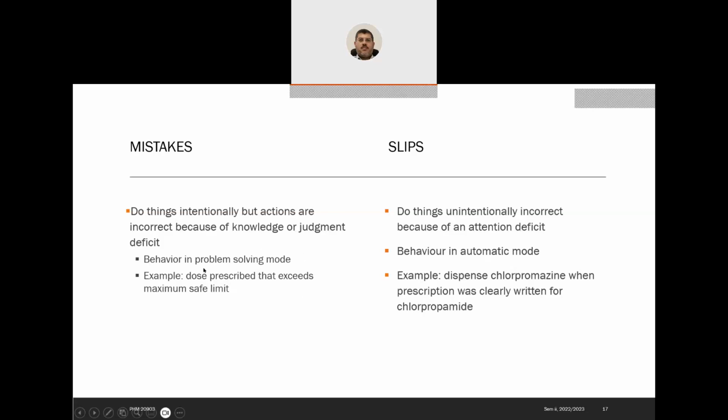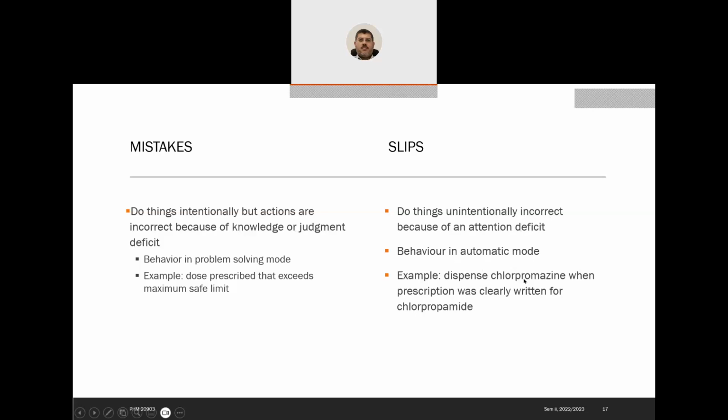And once this is done, usually the behavior of the prescriber or the pharmacist is in problem-solving mode. They are aware, they have attention. But slips happen when the prescriber or pharmacist is unconscious about this. They do things unintentionally incorrect because of attention deficit. Here, the behavior is in automatic mode. They work automatically, and they don't think about what they're doing. So they do something wrong in this case.